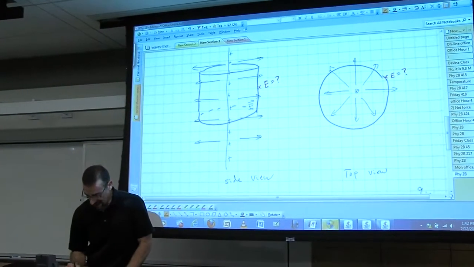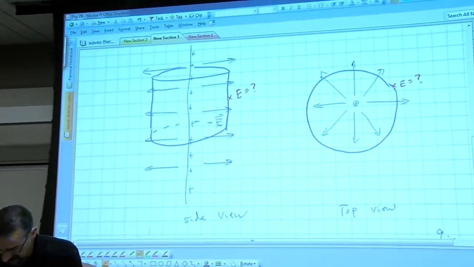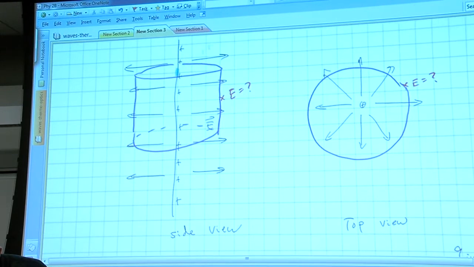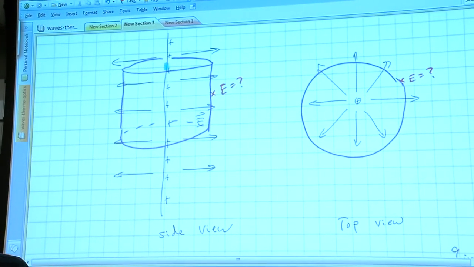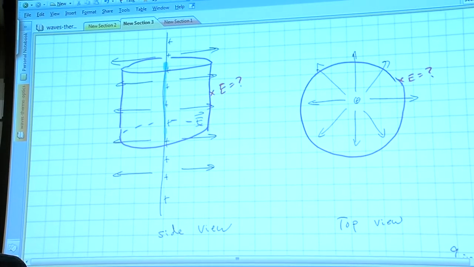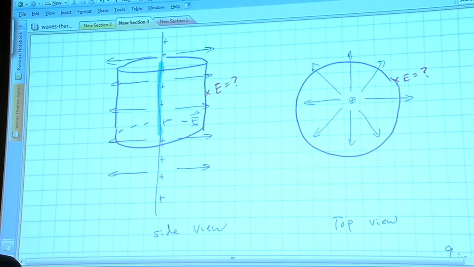Q inside is this area right here, from where the top surface of my Gaussian intersects that charged rod to where the bottom intersects. That's my Q in.